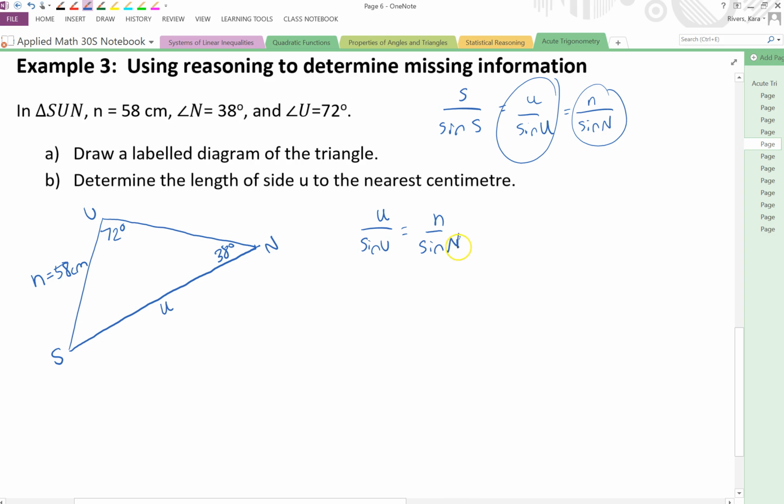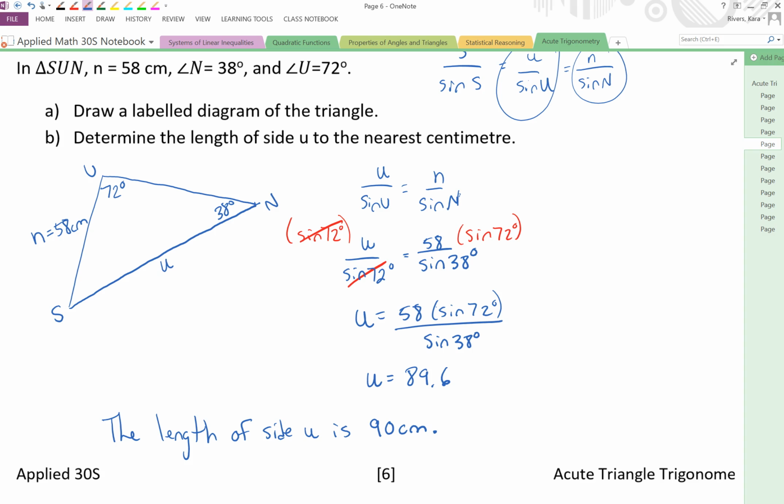Substitute the information. By now you've done an example like this, so I'm going to leave this up to you to finish and then come back and check with my answer. Once you solve this, you get 89.6 in your calculator, but it says to the nearest centimeter, so that would round up to 90 centimeters for that question.